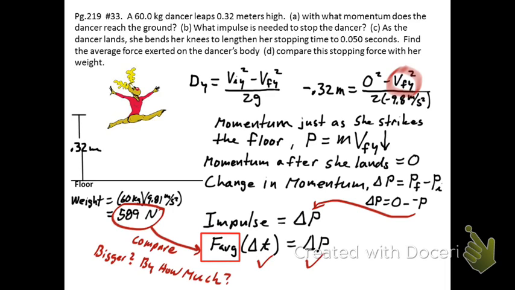Usually by how much, we mean how many times bigger. So we usually want a ratio. Is this average force twice as much, 3 times as much, 3.89 times as much? Just divide the average force by her weight. That will tell you how many times bigger it is than her weight. And that's what they're looking for.